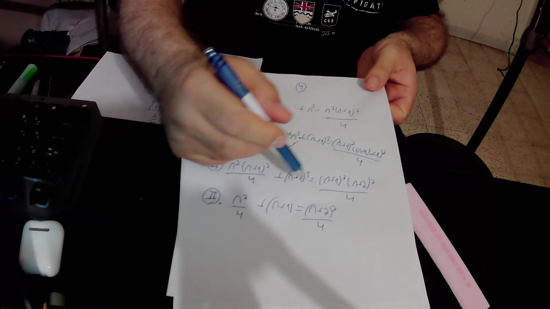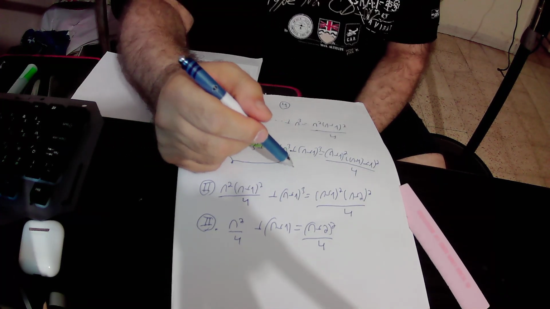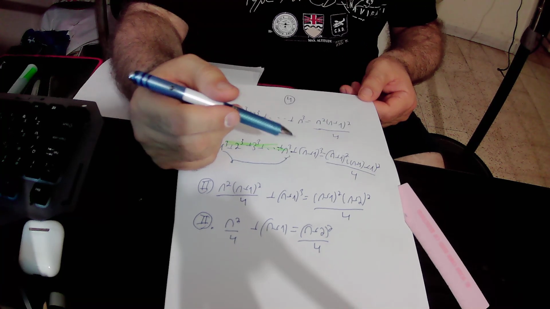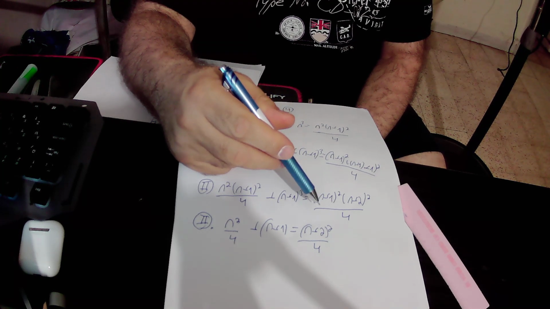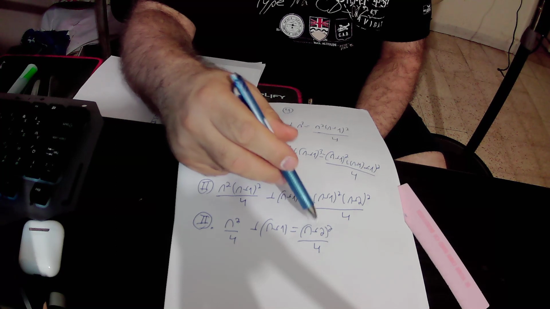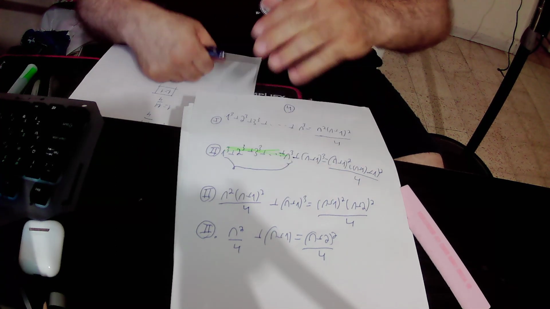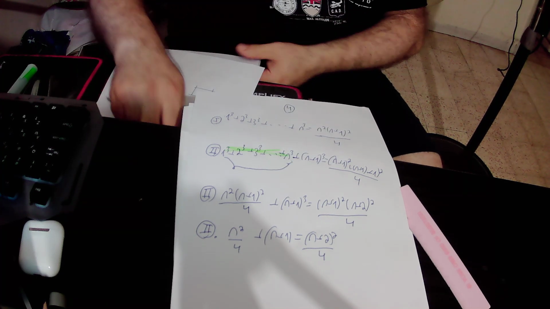Okay. So we divided both sides of the equation by n plus 1 squared, so what is left is n plus 2 squared divided by 4. So here we can multiply both sides of the equation by 4.